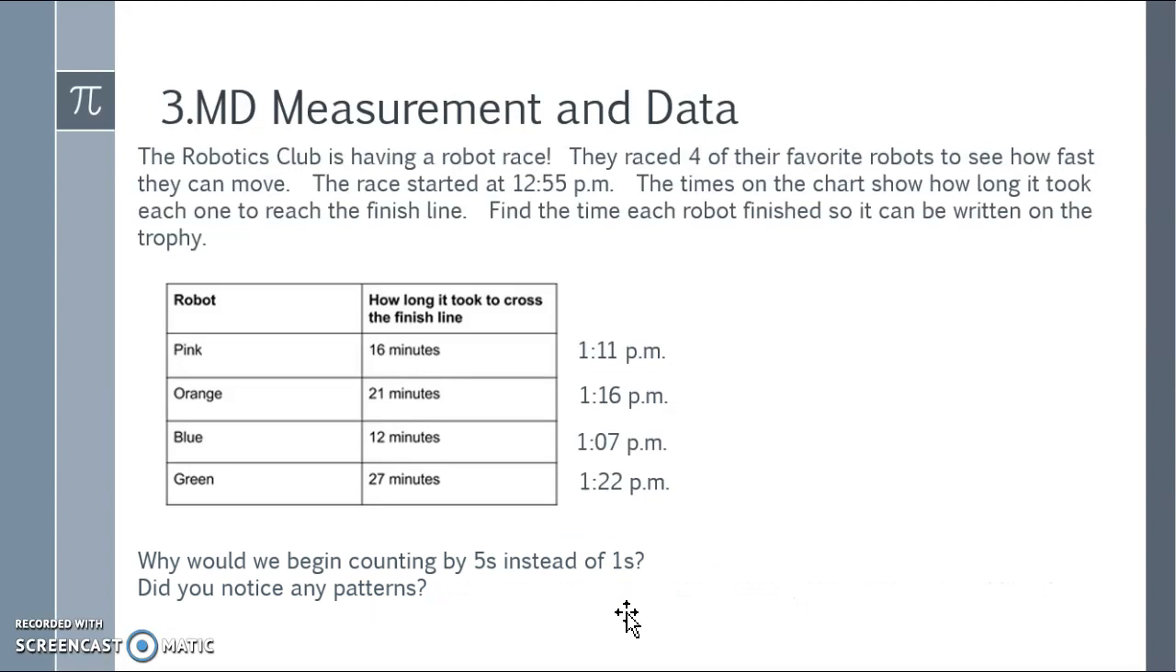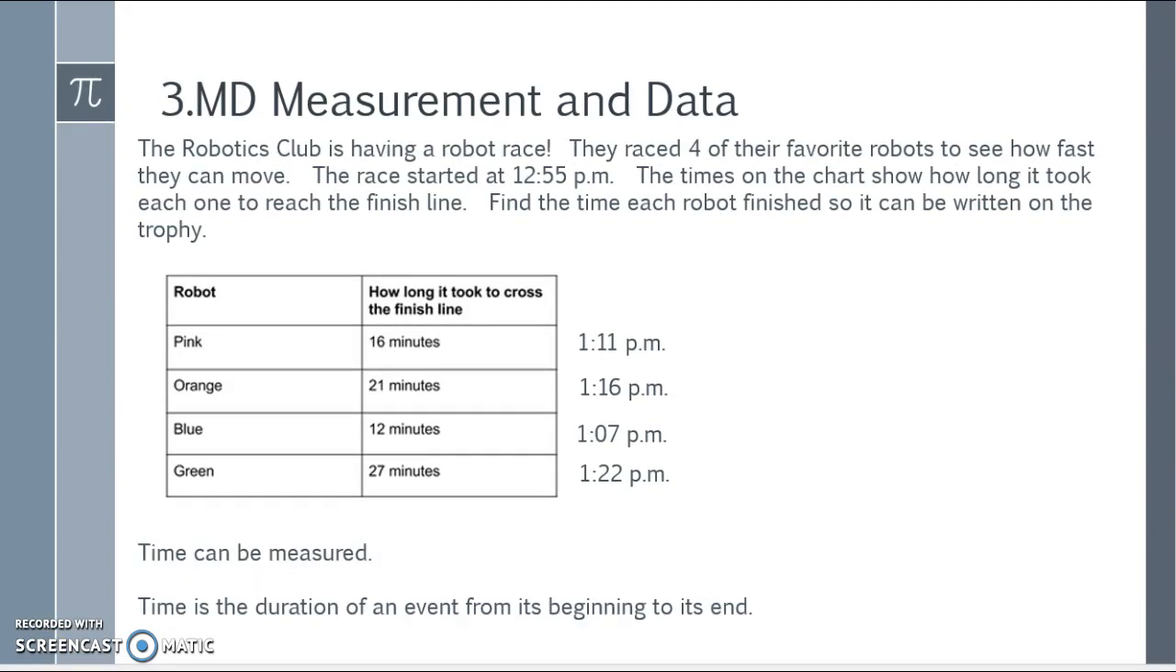Why would we begin counting by fives instead of ones? If you think about that for a minute, it makes more sense because we have a long distance to go and it's easy to count by fives on the clock. We certainly could count by ones, but it would take us a while. And sometimes we don't necessarily want the quickest way, but the way that makes the most sense. And did you notice any patterns as you were going along? This activity shows us that time can be measured, and that time represents the duration of an event from its beginning to its end, no matter what time it starts.